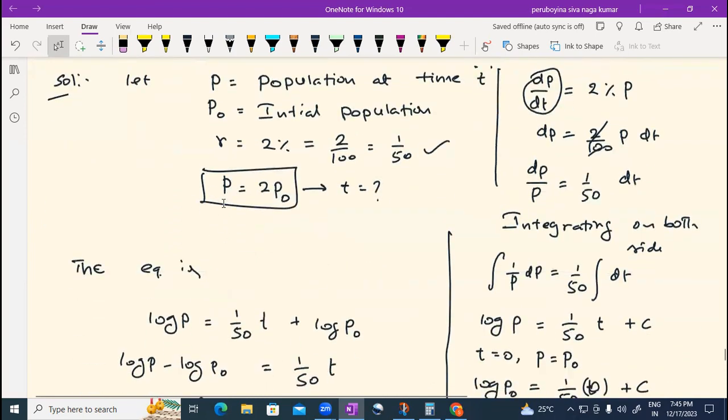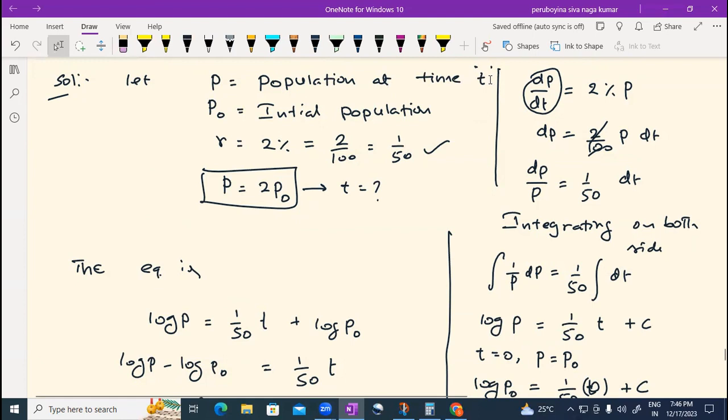To double itself means after some time the p value should be 2p naught, where p naught is the initial population. It should be doubled. Initially it is p naught, for example 100 people in a city. And after some time it will be double. Double means 200. What is the duration of time for getting 200 people? That is what he is asking.